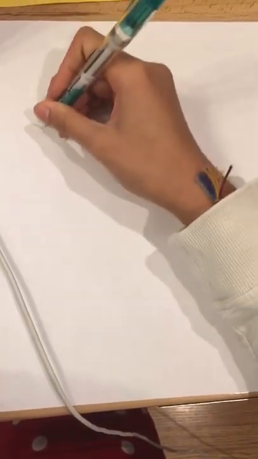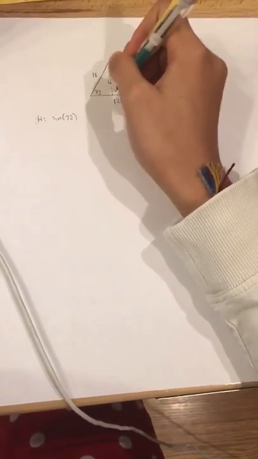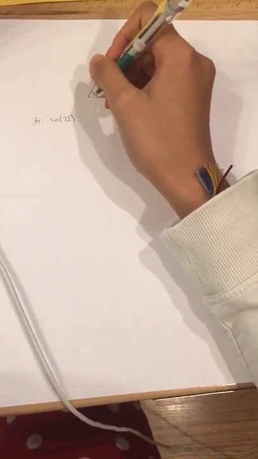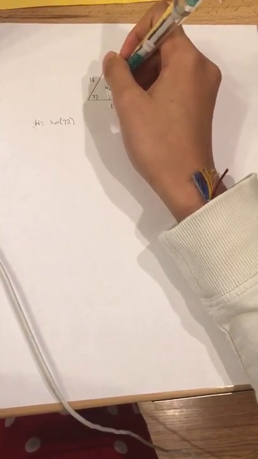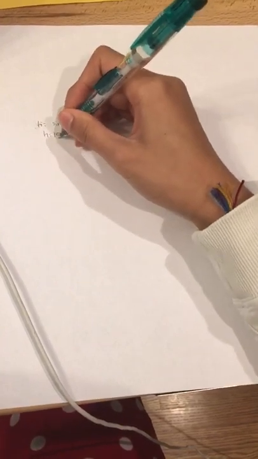h equals sine 72 times 16, because sine is opposite over hypotenuse, and 16 is the hypotenuse. So that would equal h equals 15, which we now know.